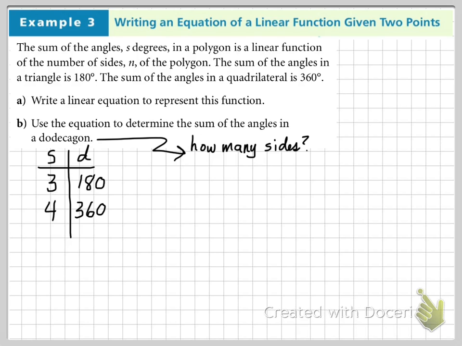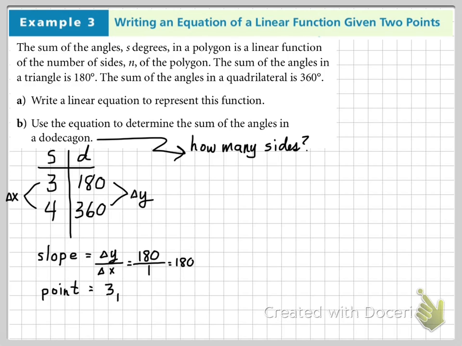Now, let's look for a slope, and let's look for a point. Slope is a change in y over a change in x, so that would be 360 minus 180, or 180, over 4 minus 3, which is 1, or just 180. A point, well, I'm going to use the first point, (3, 180).